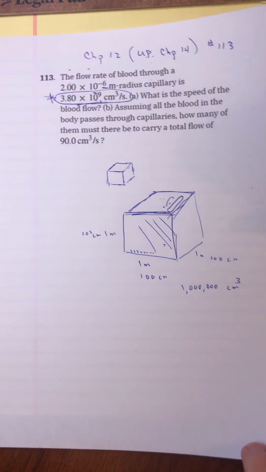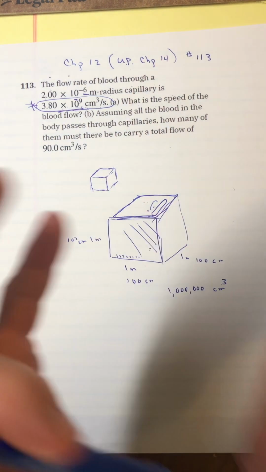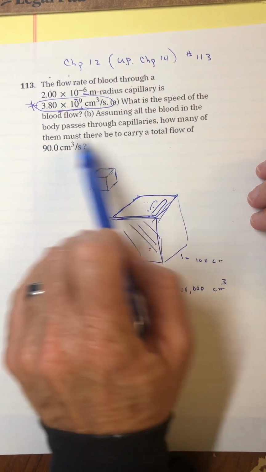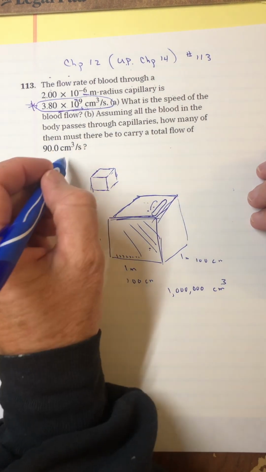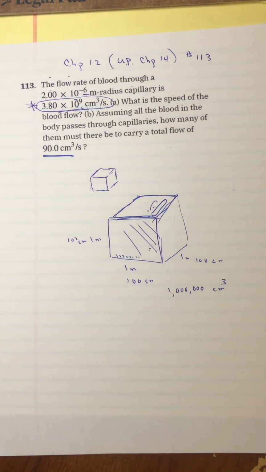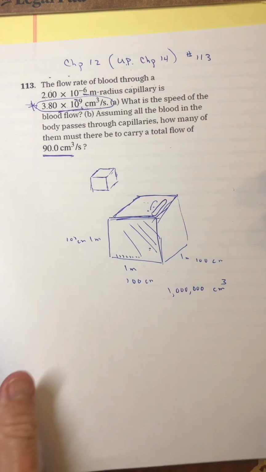Now, part B is an extension of this. Let's see, what does part B say? It says, assuming all the blood in the body passes through capillaries, as it cycles around, how many capillaries must there be in order to carry a total flow of 90 cubic centimeters a second? So I get the idea that this is the amount of flow that is needed to flow through the human body to keep it alive and keep it functioning.